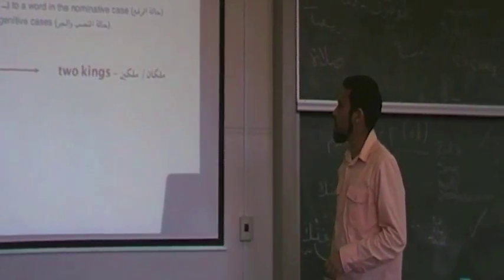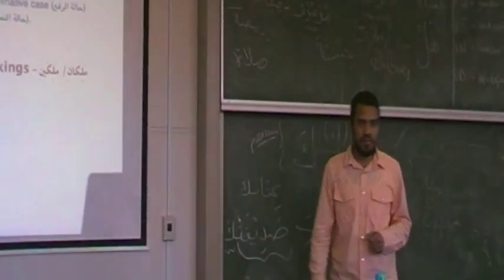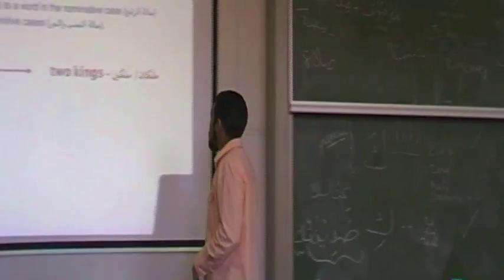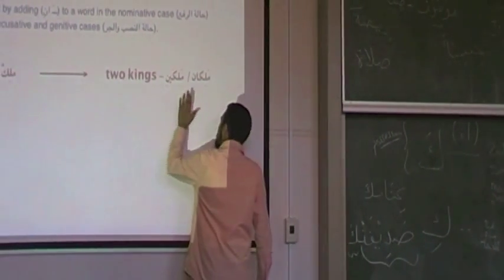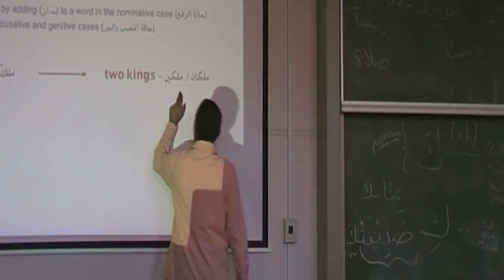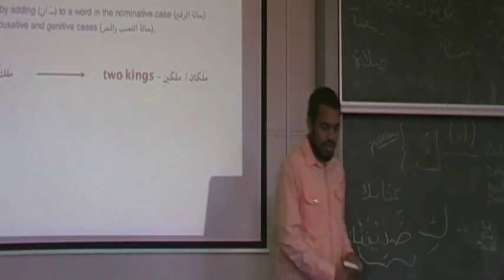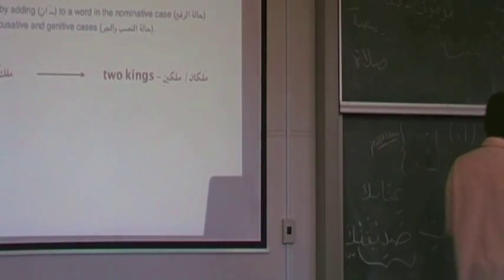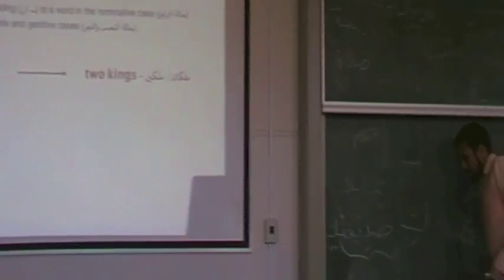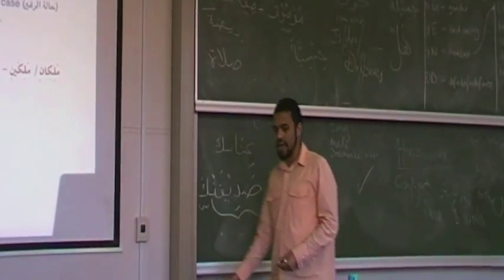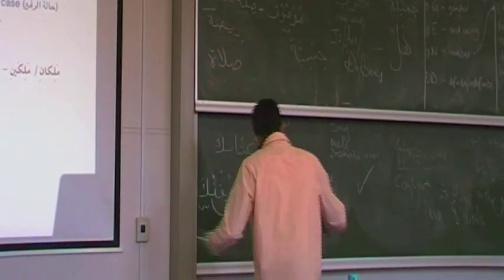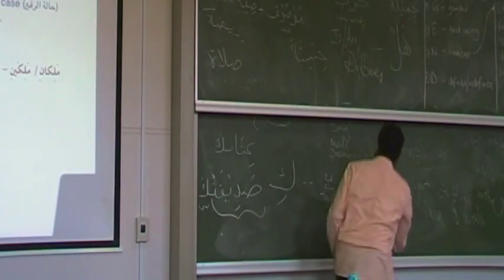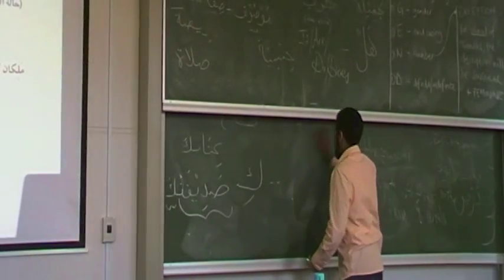But let's give you an example. Malikun. Everybody say? Malikun. Now malikun, when we want to say two kings, we say malikaini. Malikaini. Right? We add aini. Or we say malikani. So you can also say rajulaini.